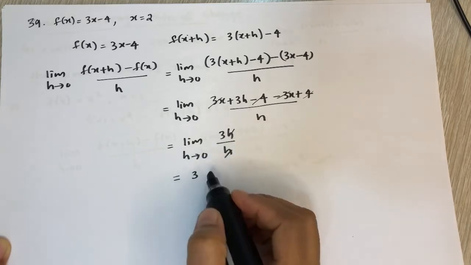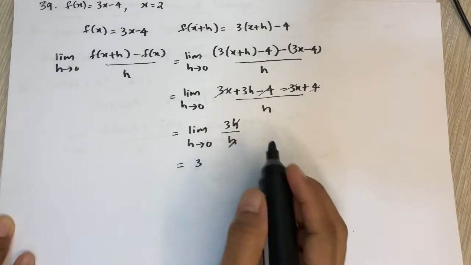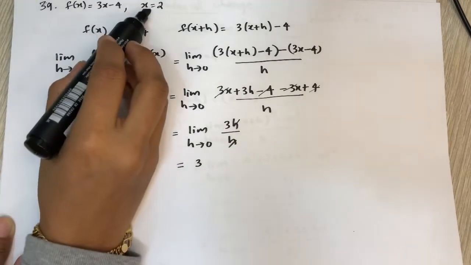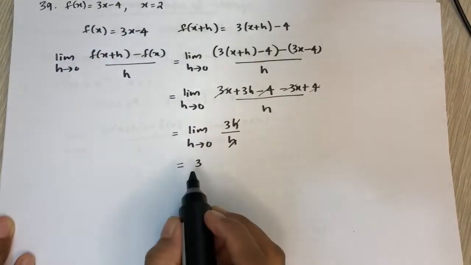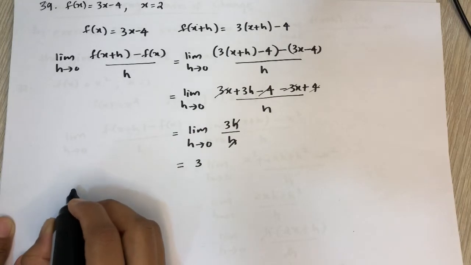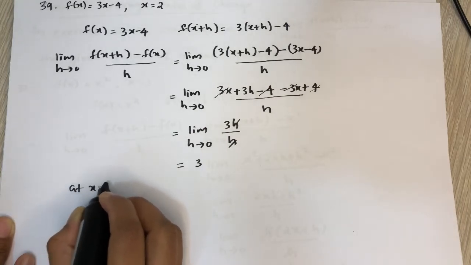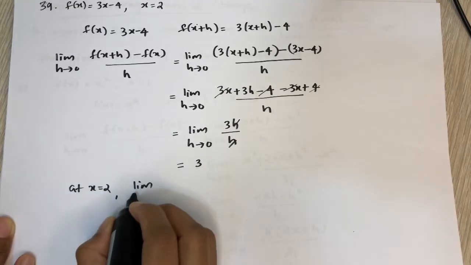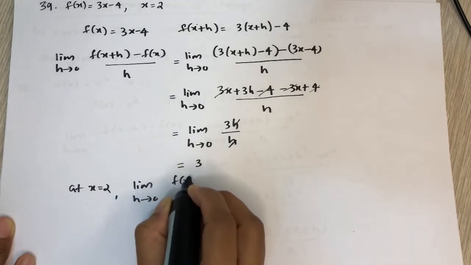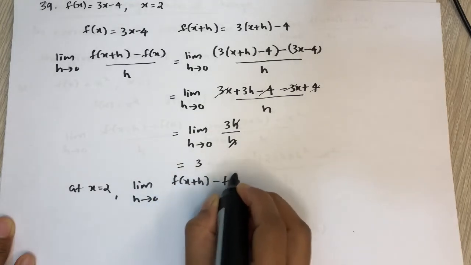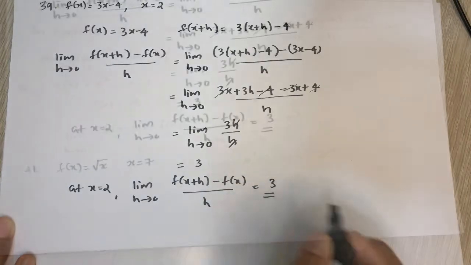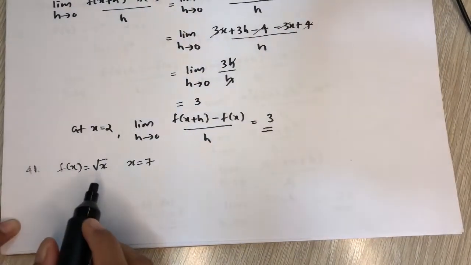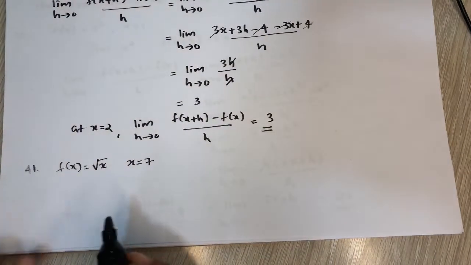Limit of a constant is always the constant. Therefore, at x is equal to 2, the value is the same. At x is equal to 2, limit h tends to 0, f of x plus h minus f of x by h is equal to 3 itself. Next question, f of x is equal to root x at x is equal to 7.